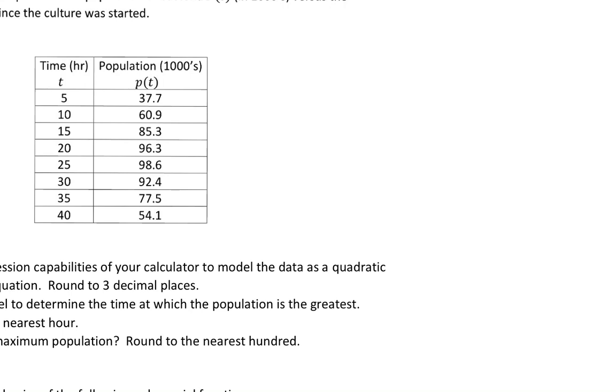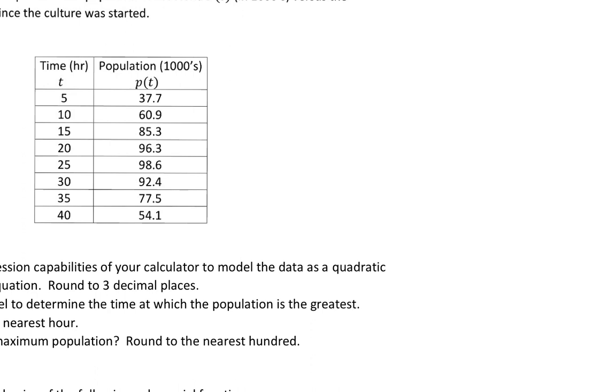So for problem number 47, we're supposed to use our calculator to model the data as a quadratic regression equation. So I went ahead and put all of the numbers in my calculator. There's not much work for this to show, so I'm just going to write down what I got.